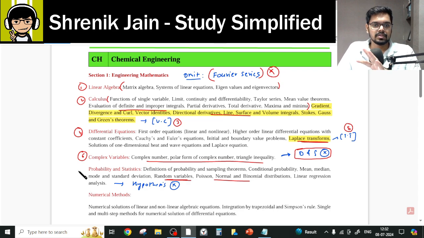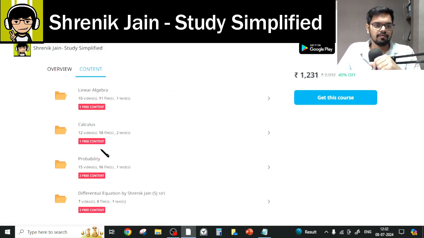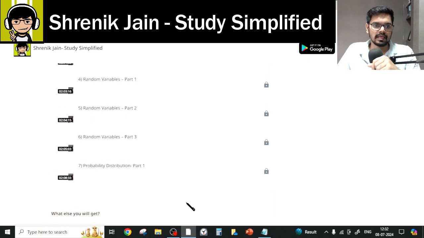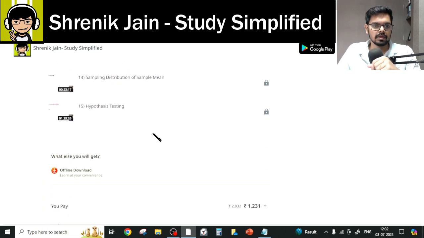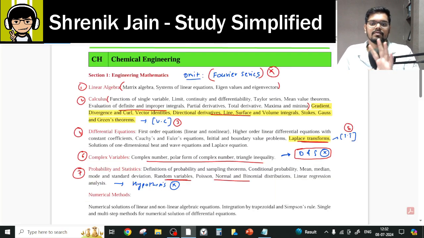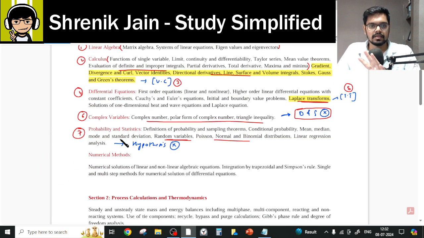And then comes the next chapter, probability and statistics. Everything you have to study except hypothesis testing. In my folder, there are 15 lectures. In those 15 lectures, you do not have to study everything. What you can skip is the 15th lecture, only one lecture. Otherwise, up till 14 lectures you have to study everything. See, statistics is there, correlation and regression is there, probability distribution is there, random variable, basics of probability, conditional probability. So you have to study everything.